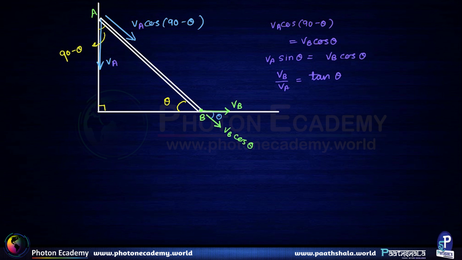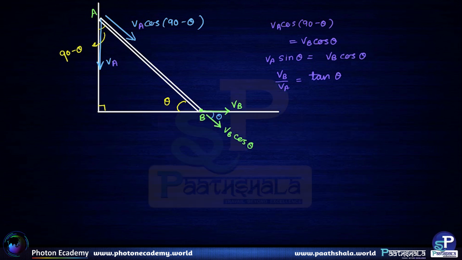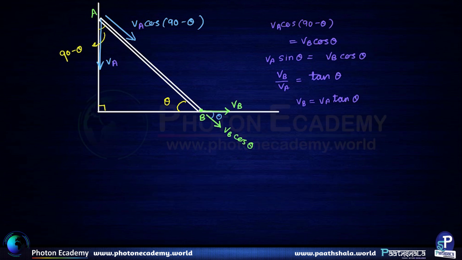If you want to differentiate the velocity equation, we can write Vb is equal to Va tan theta. For the relationship between the instantaneous accelerations, note that these are instantaneous velocities, because Va and Vb need not necessarily be constant as the rod is falling down. Differentiating one more time, we get Ab is equal to Aa tan theta. So this is the analysis of the falling rod.